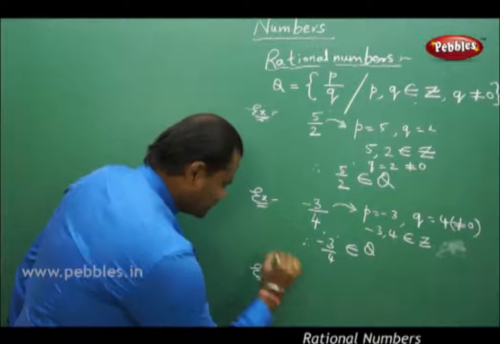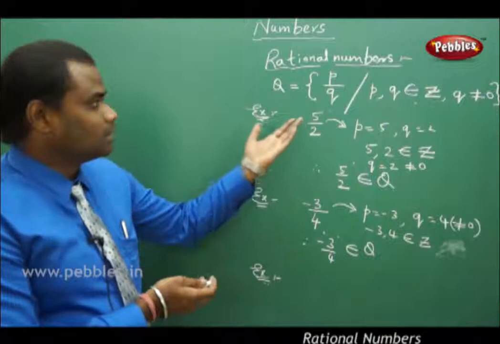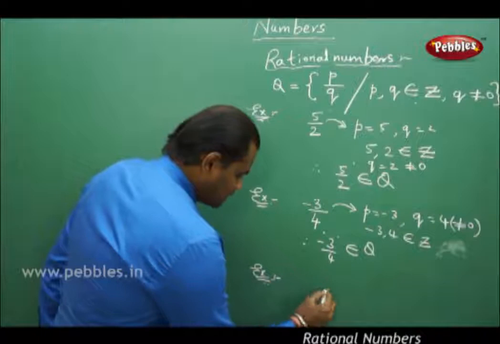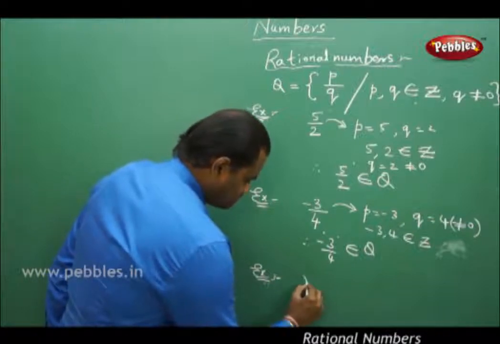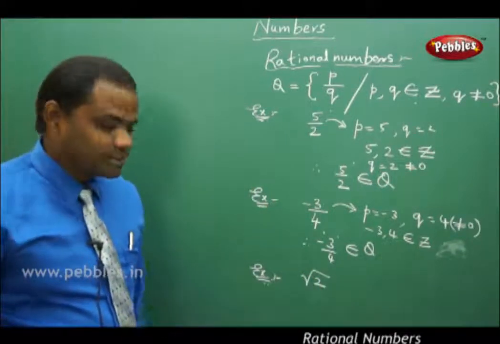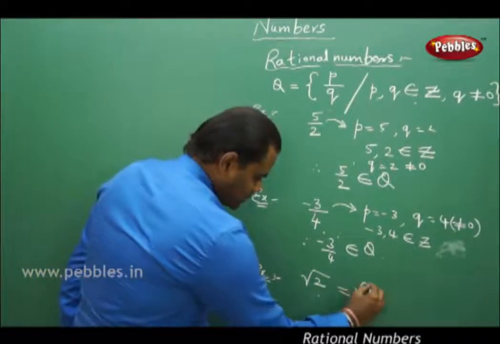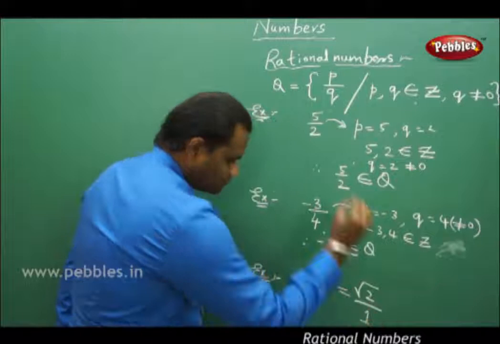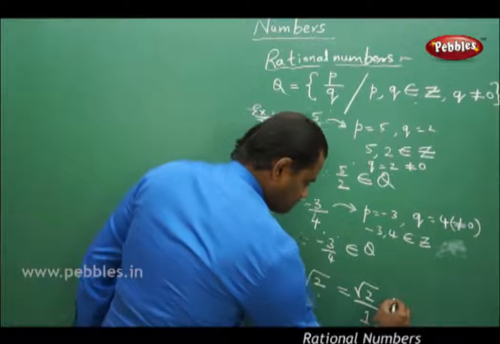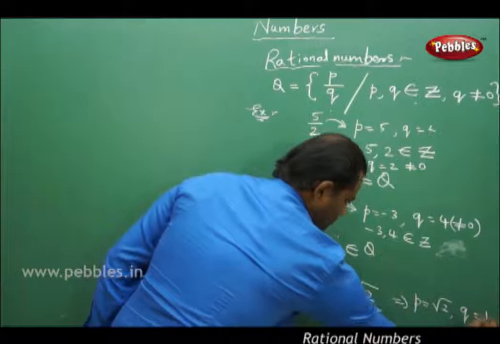Now let me go to the third example, on finding whether that particular example would be a rational number or not a rational number. So for example, I take the square root of 2. In this case, I identify that the square root of 2 can be written as square root of 2 by 1, where this is written in the form p by q. So what would be my p? My p will be root 2 and my q will be 1.